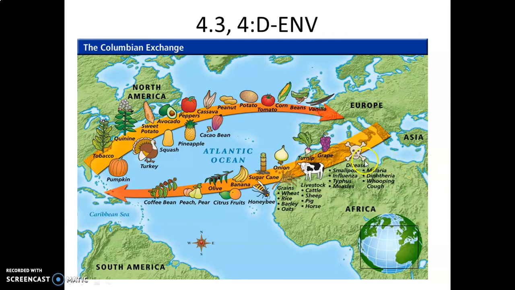So we have foodstuffs going from west to east. We also see additional domesticated animals heading from east to west. So we can see all the livestock, cattle, sheep, pigs, horses are going to make a huge splash on the scene. And really, the turkey was kind of the only domesticated animal that traveled from west to east.